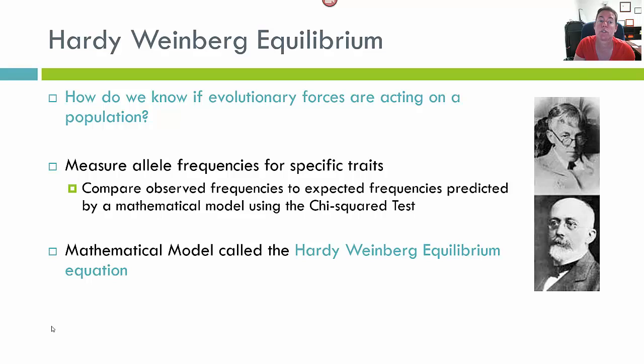The way we do this is by measuring the allele frequencies for specific traits. In particular, we're going to be comparing the observed frequencies to the expected frequencies for specific traits, and these observed and expected frequencies are going to be predicted by a mathematical model called the Hardy-Weinberg equilibrium model. We compare the observed and the expected using a test known as the chi-square test. Once again, this mathematical model is called the Hardy-Weinberg equilibrium model.